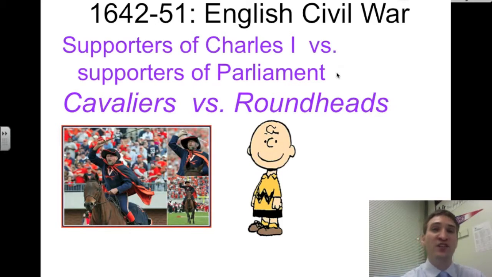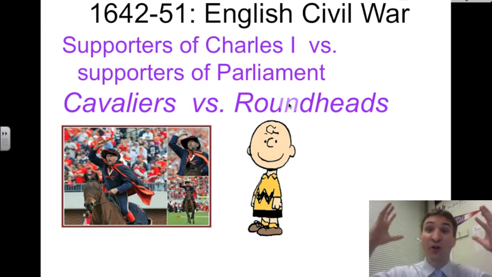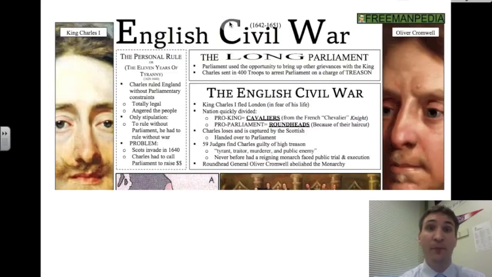From 1642 to 1651, there is a war between the supporters of Charles I, who are called the Cavaliers, much like Virginia and UVA. And on the other side of the fight, we have the supporters of Parliament. They're called the Roundheads because a lot of the Parliament members had round haircuts, round like Charlie Brown's head. King Charles I and Oliver Cromwell, who is an important and powerful voice within Parliament.